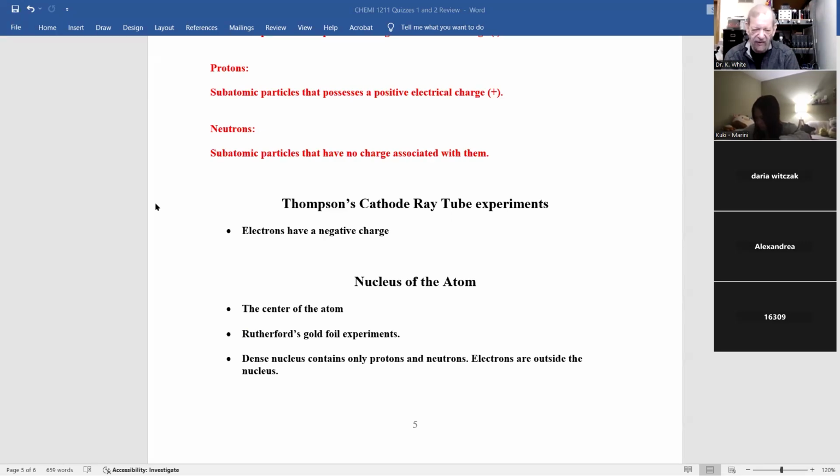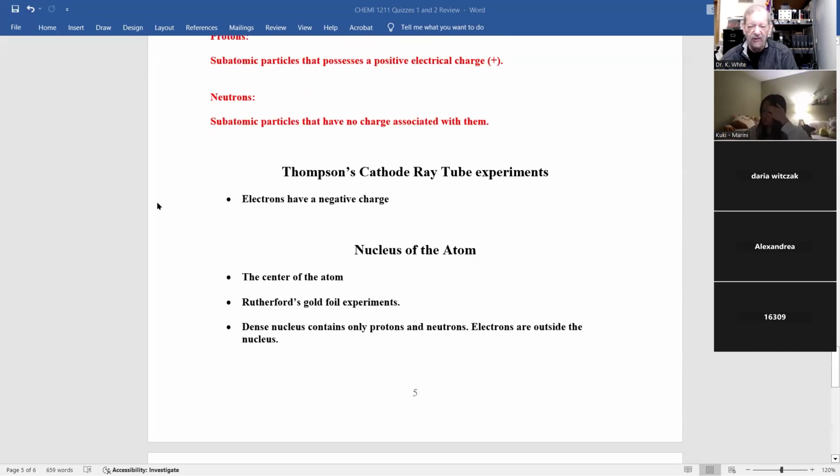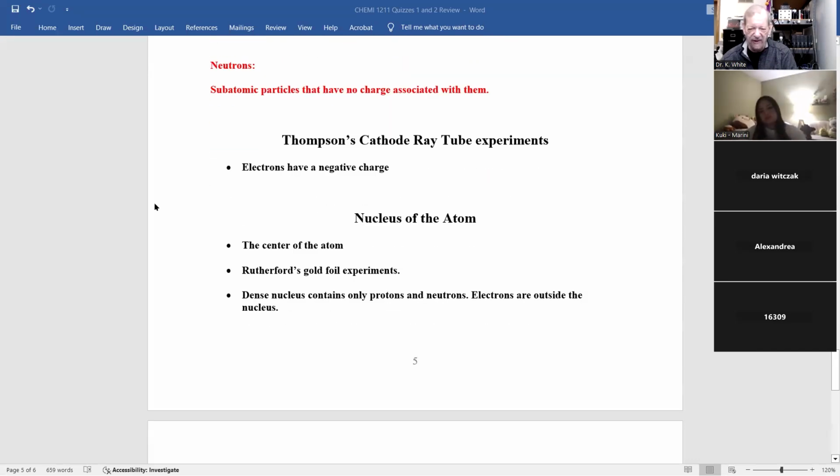So you should know Rutherford's gold foil experiments helped elucidate the nucleus, figured out that it's dense and it contains protons and neutrons. By the way, how many of you have ever heard of a Geiger counter? When he was doing these experiments, one of his grad students was named Geiger, who came up with the Geiger counter, which is used to find radioactive material.